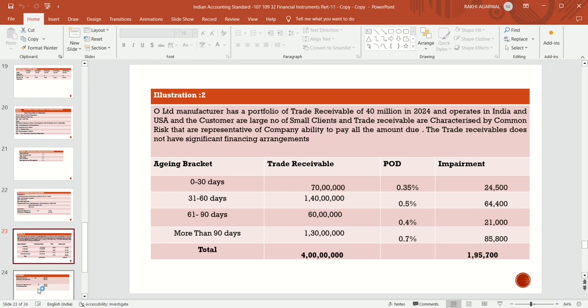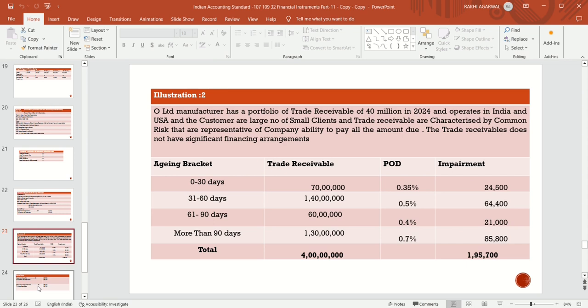Now illustration 2. This example is related to the aging bracket, that is the simplified approach. Previously we had discussed the general approach, and that example was related to the general approach. Now we will discuss the example of the simplified approach, that is the aging brackets, where expected credit loss provisions are calculated when aging brackets are given.